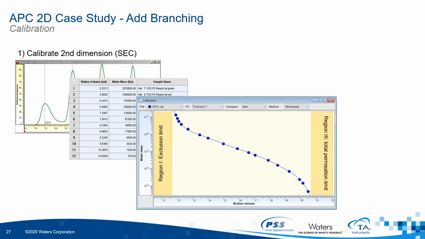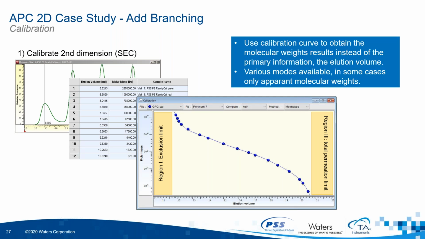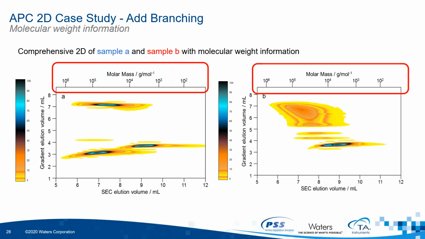Here you can see an example of a textbook calibration curve. Exclusion limit and permeation limit are nicely visible. The standards can be run beforehand just on the second dimension, saving overall runtime. Coming back to the contour plot of our graft polymers with the same starting materials but differing synthesis strategy, and having calibrated the second dimension, it is now possible to assign a molecular weight based on the calibration to every elution volume in the second dimension of the contour plot.